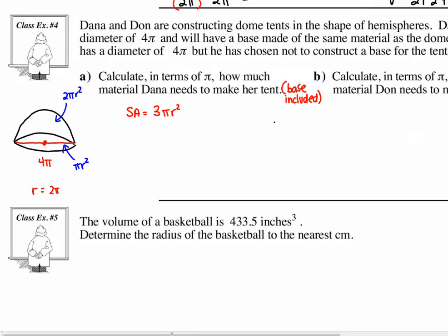Everyone agree with that? Because this was diameter, so half of 4 pi, if you take 4 pi divided by 2, it's 2 pi. If you have 4 x's and you divide that by 2, it would be 2 x's. Cut it in half. Okay? All right, so let's plug this in. Surface area equals 3 times pi times the radius, 2 pi, all squared.